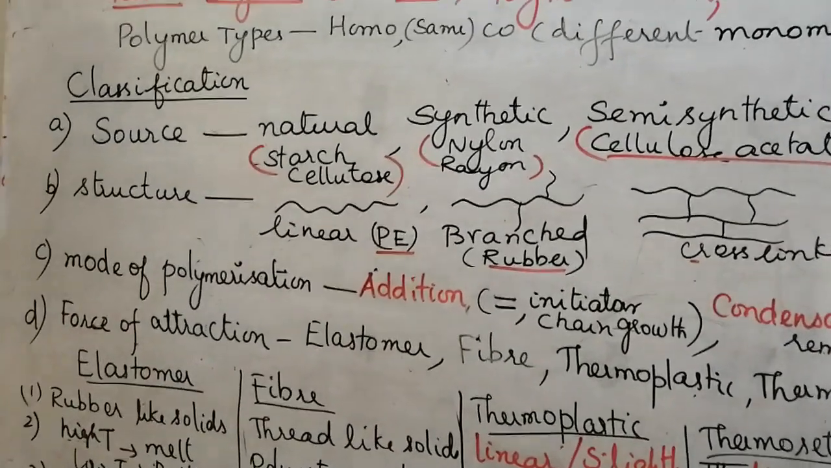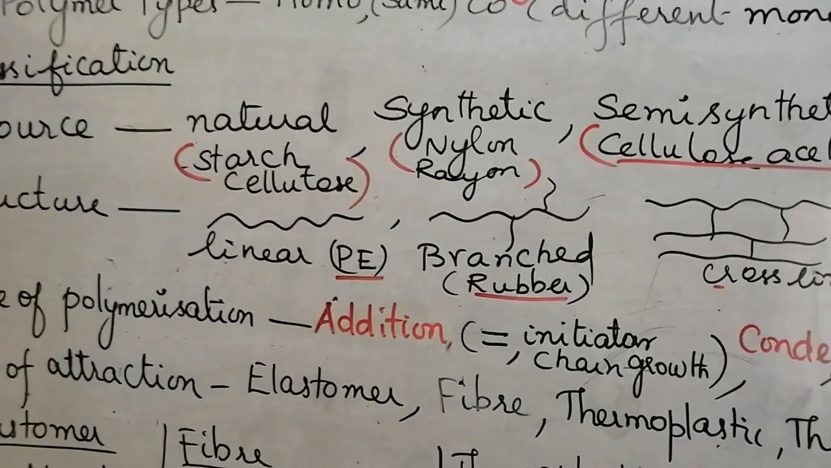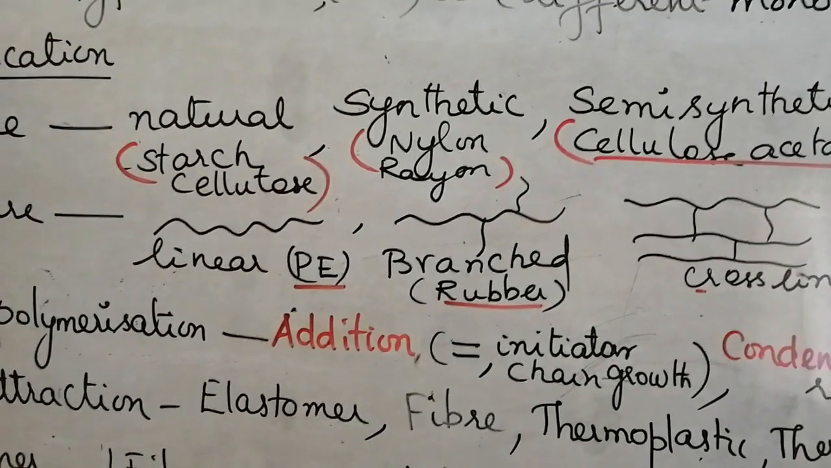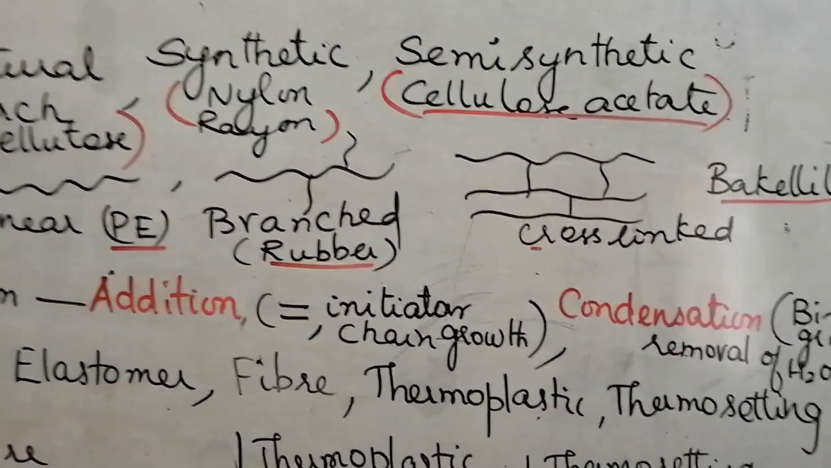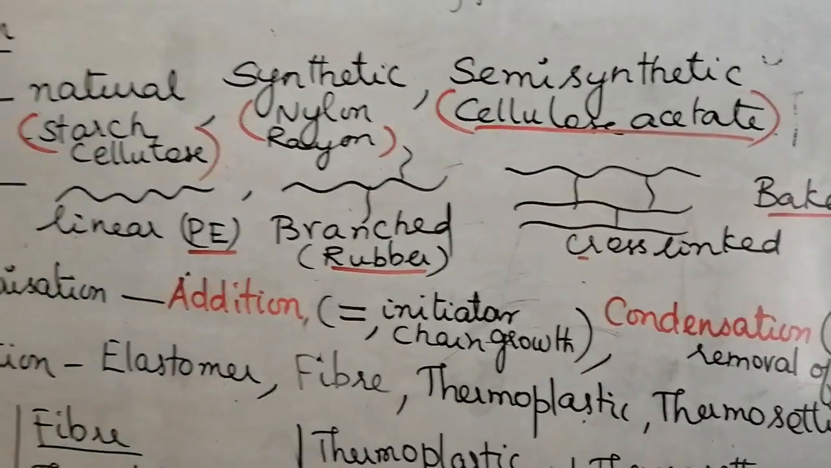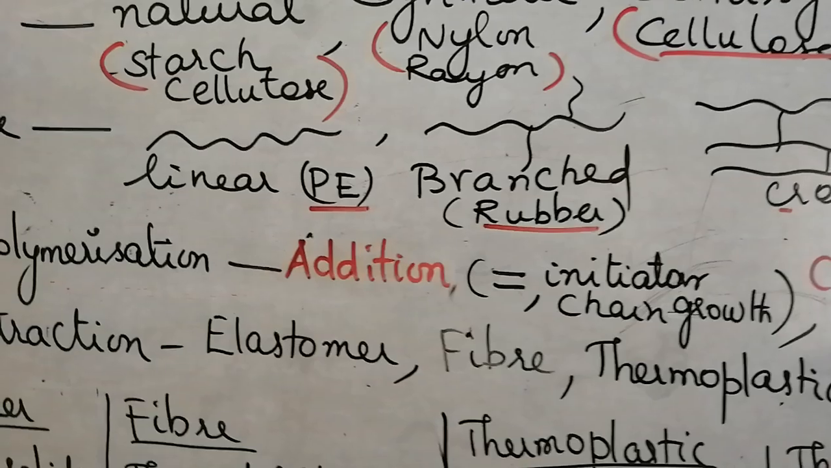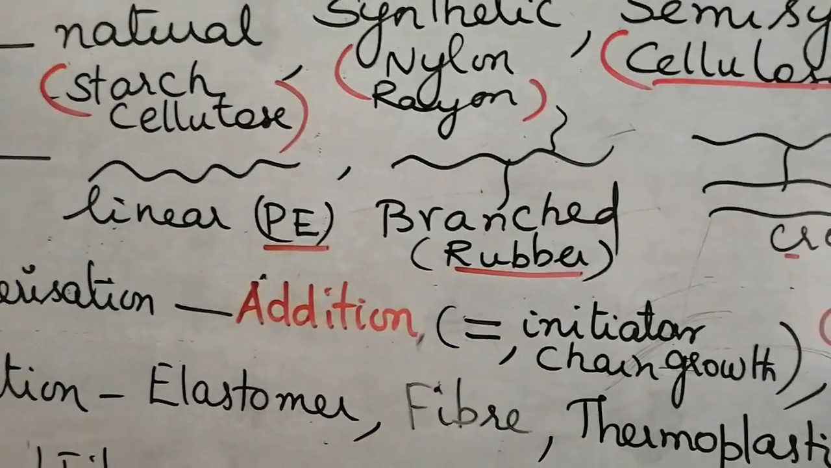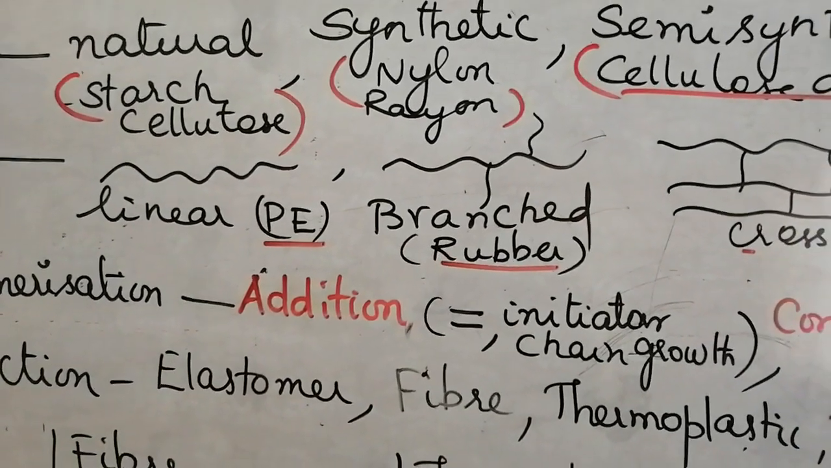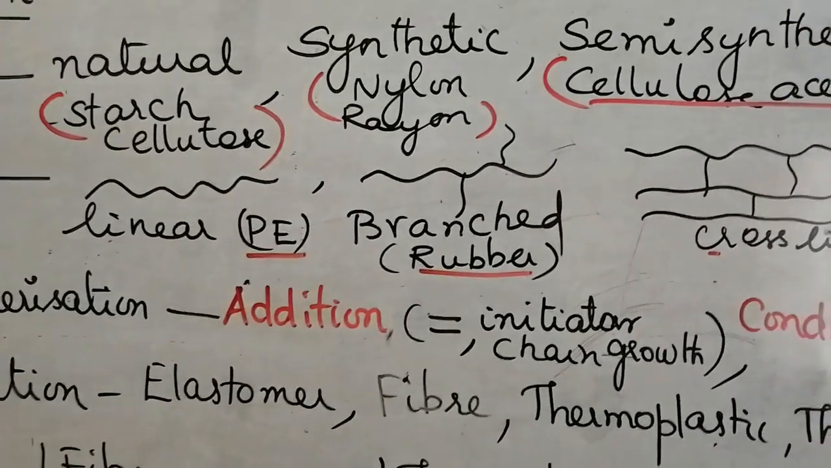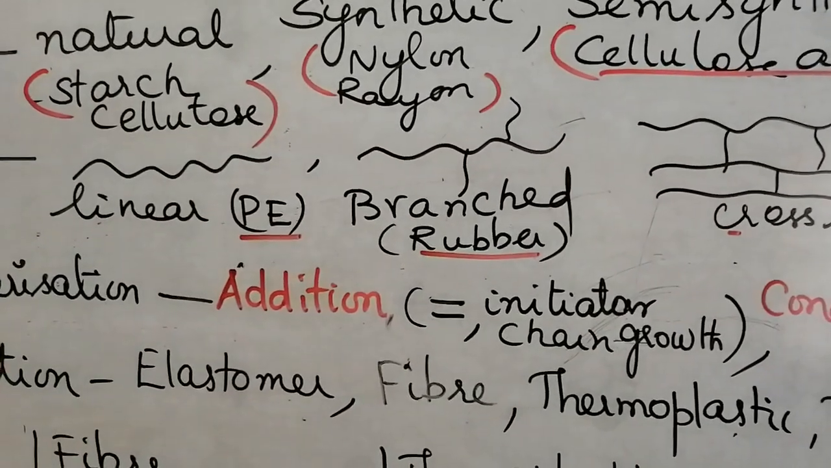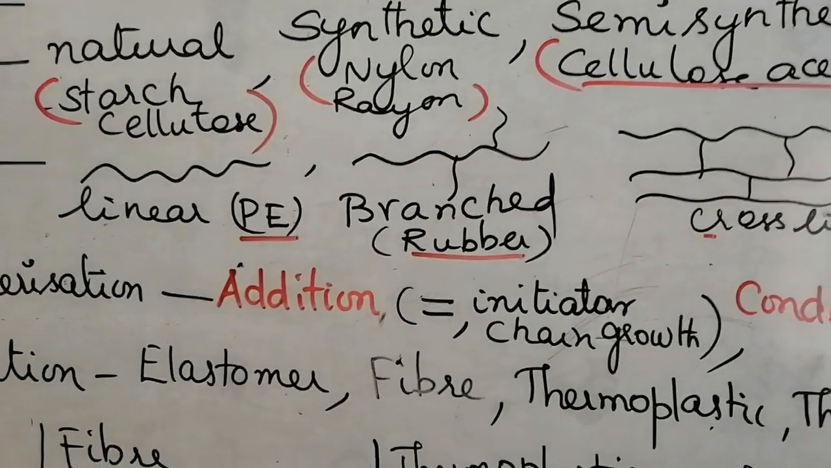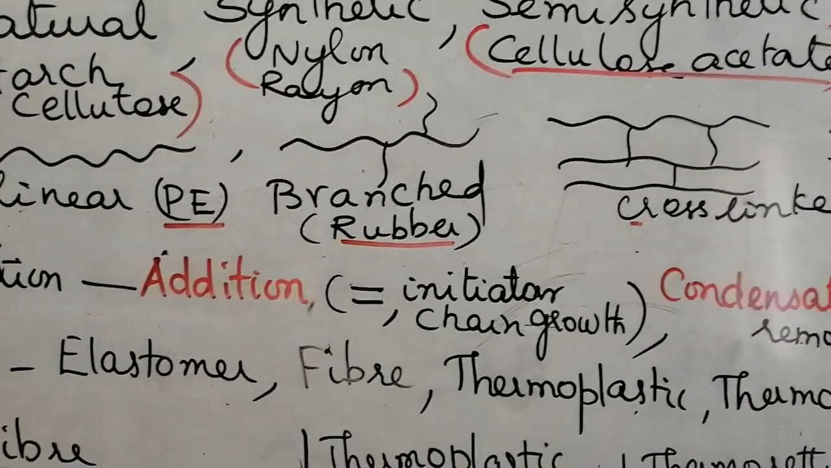Now, mode of polymerization. On the basis of mode of polymerization, there are addition polymers and condensation polymers. This question used to come so often in the examination. Addition polymers: can you notice there is a double bond? So it will contain an unsaturated monomer. It needs an initiator to start the reaction. It follows chain growth polymerization. These are the three essential conditions for addition polymerization to take place.